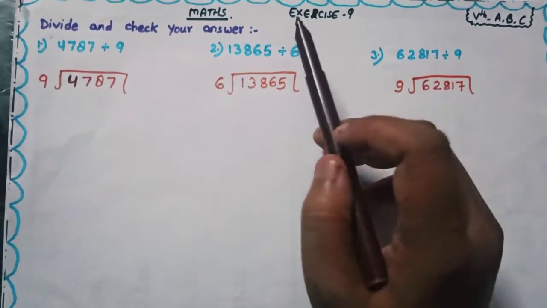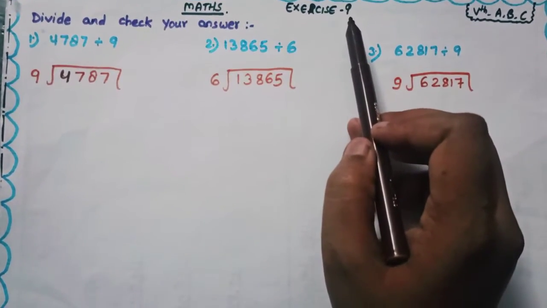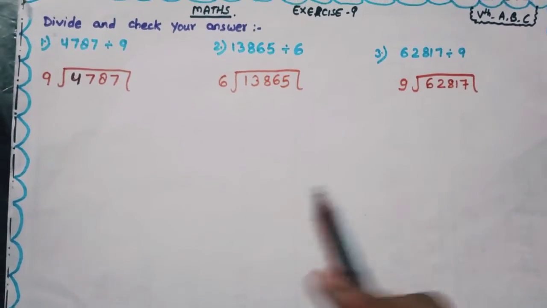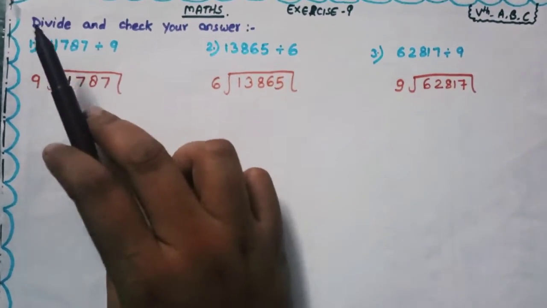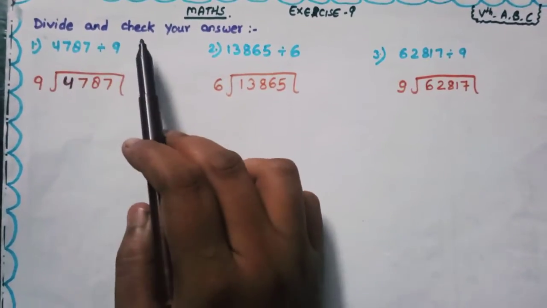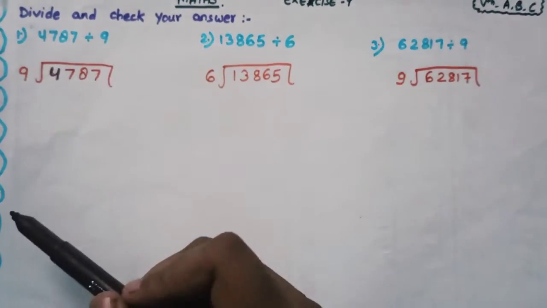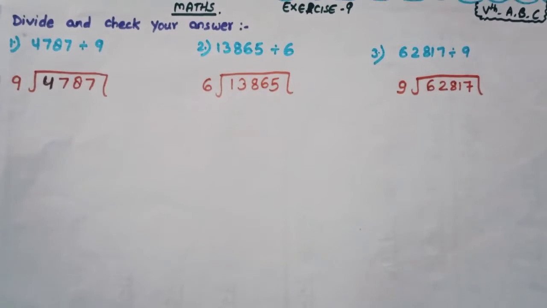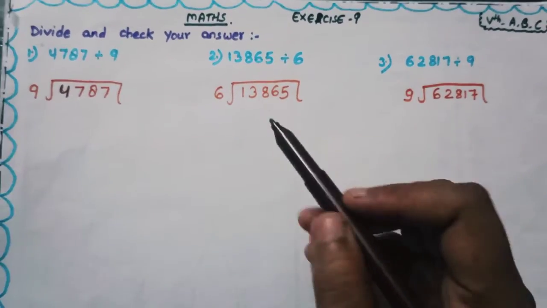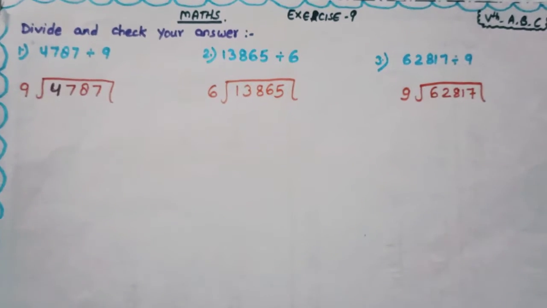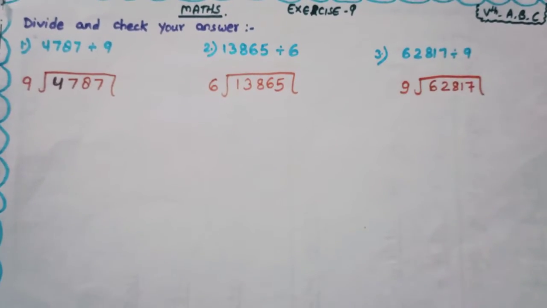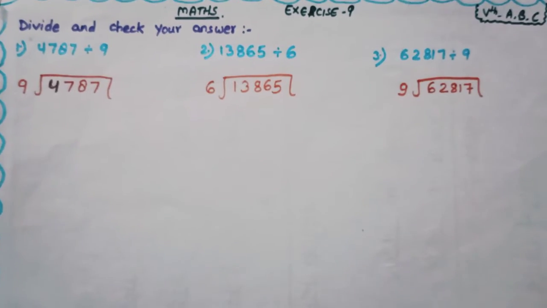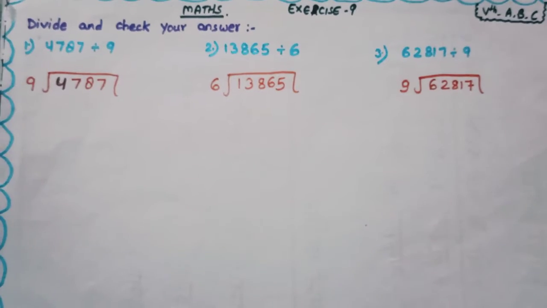Now today we are going to begin with exercise 9 of unit 4, and let us see what this exercise teaches us. The question in this exercise says divide and check your answer. It means first of all we have to divide the given numbers, and then we have to check whatever answer we have obtained. Okay, now let us get started.